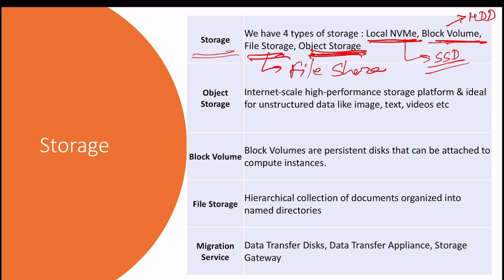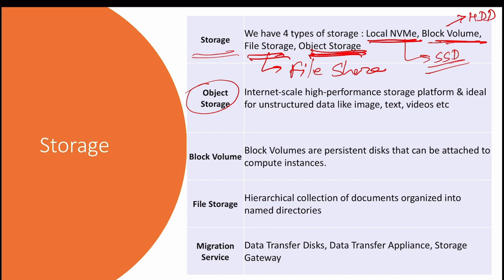And object storage has different tiers like standard, infrequent or archive tier, and it will be used for backup purposes or other purposes where we want to store our data. Any type of data like video, audio, text, any kind of data can be stored in object storage. So we have four kinds of storage here.